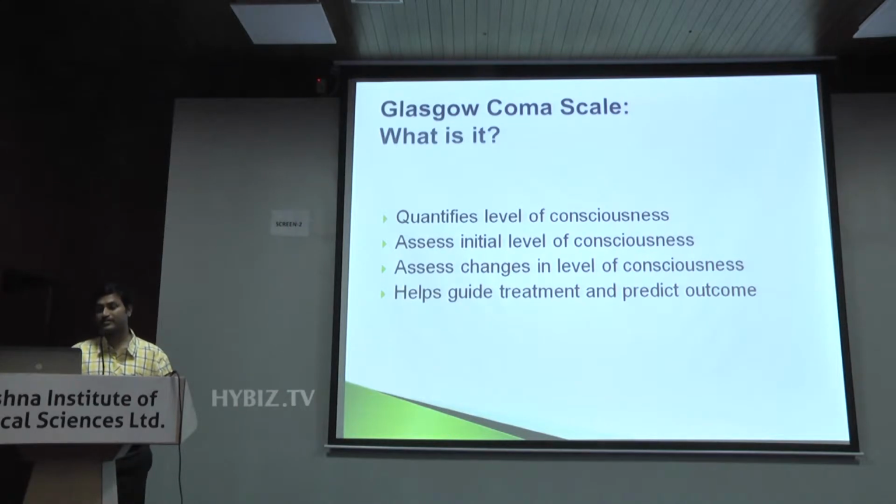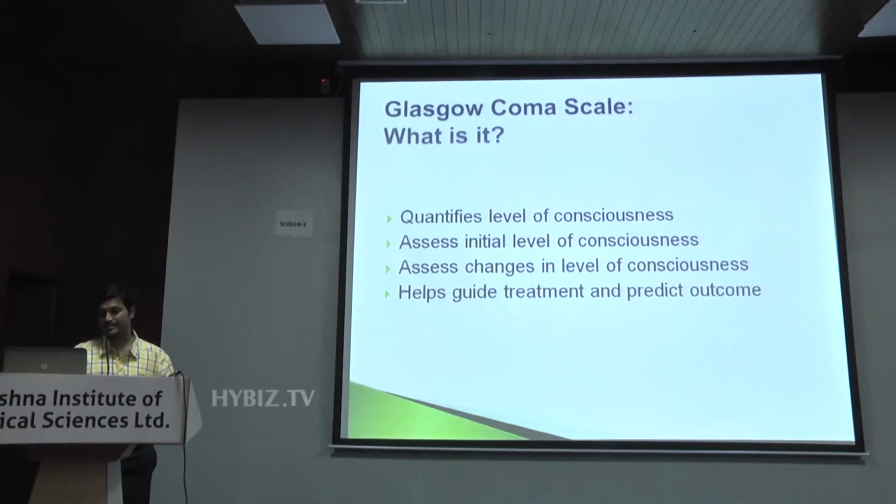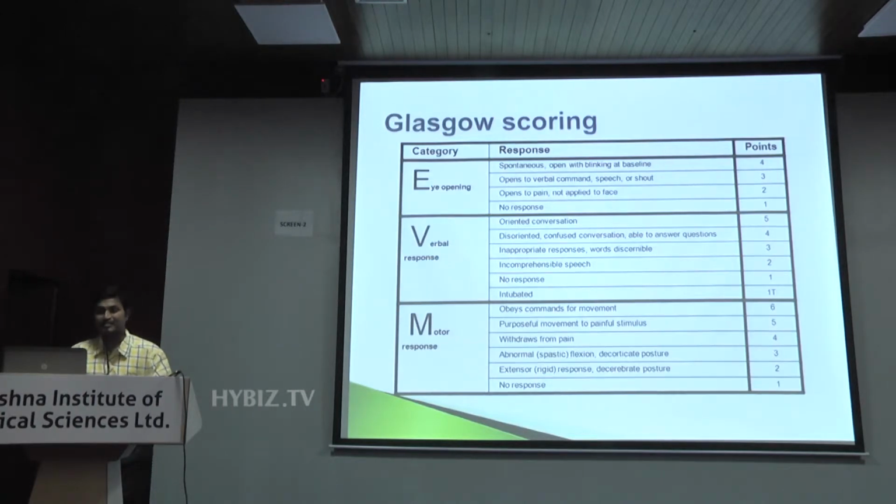So what is the use of the Glasgow Coma Scale? It quantifies the level of consciousness, it assesses the initial level of consciousness, and it assesses any change in the level of consciousness. And this change in consciousness helps in guiding the treatment protocol. This particular chart is something which you have to remember and memorize, and probably by the end of this presentation you shall be able to answer it back.